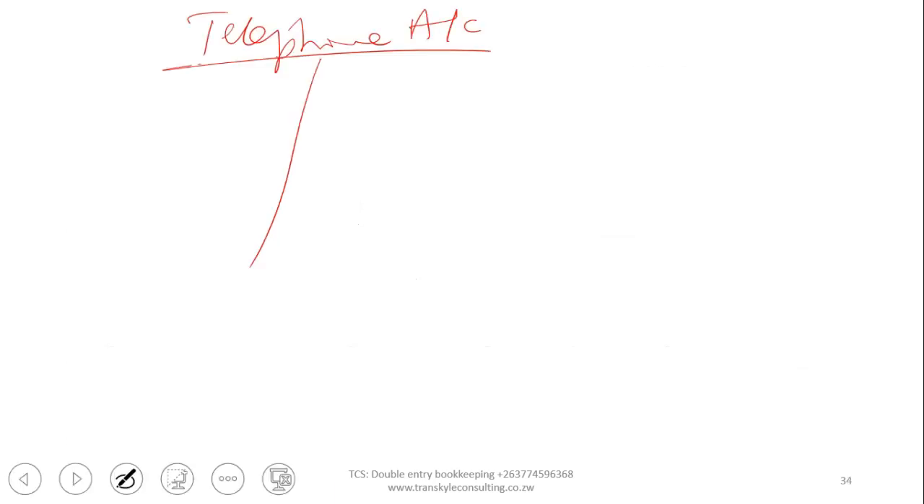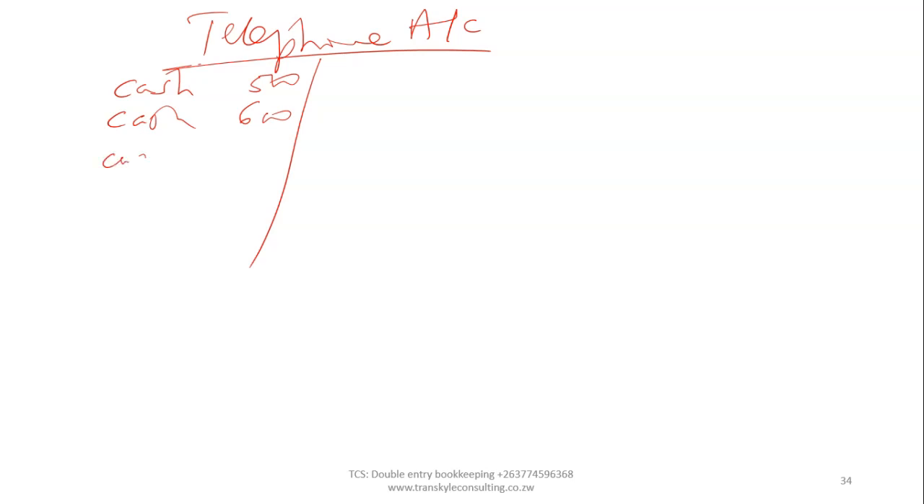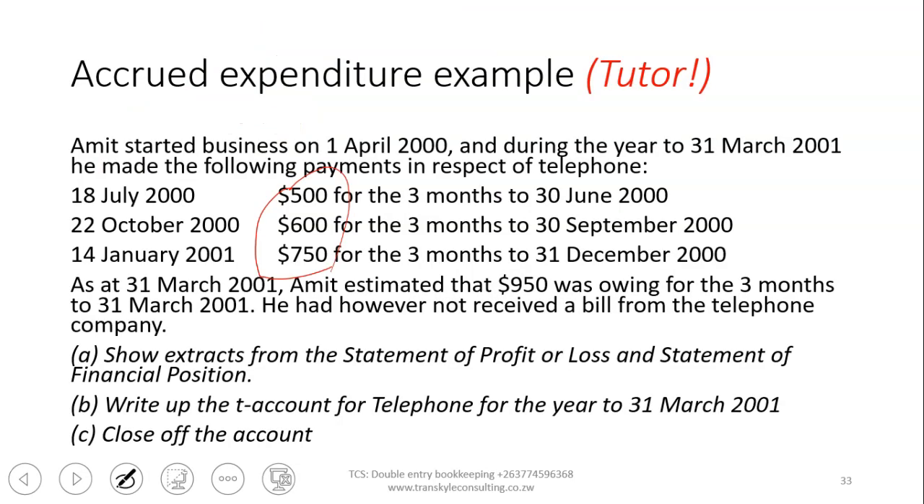Remember, a telephone expense account is an expense account, so we just have to put these on the debit side. Cash, we first paid 500, followed by cash 600, followed by cash 700. But what is our year end? The business started on 1 April, so the year end is 31st March 2001.